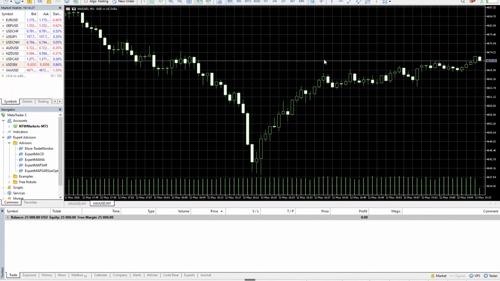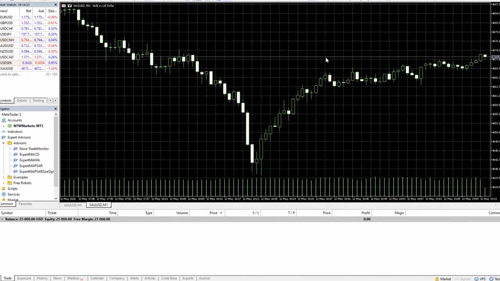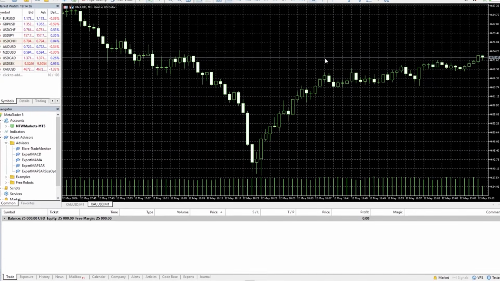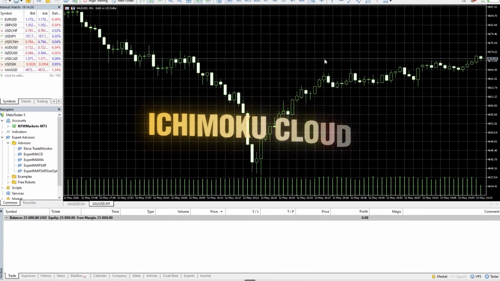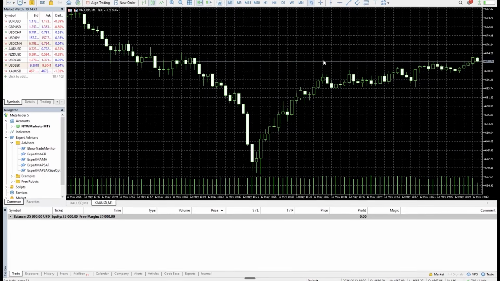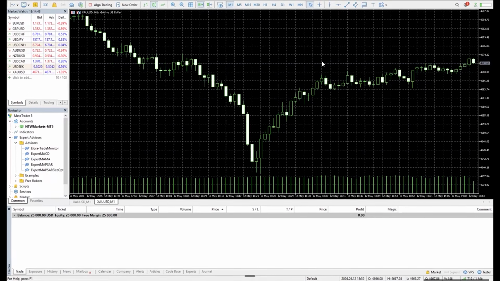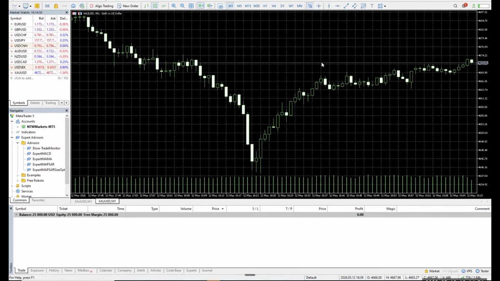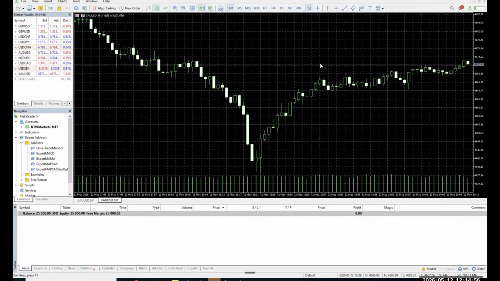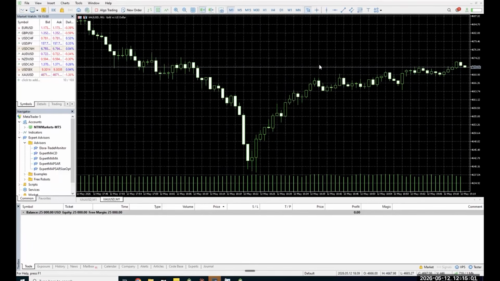This setup we're going to be doing right here is from the original Jackpot Strategy, simple Bollinger Bands and moving average. We also used to use the Ichimoku cloud, but I'm not going to add the cloud moving average in this example, but you can go ahead and add that. Overall, I'm going to break down exactly how you are able to capitalize using the Jackpot Strategy 1 after properly setting it up. So first, we're going to set it up, and then we're going to go over how to properly use it.